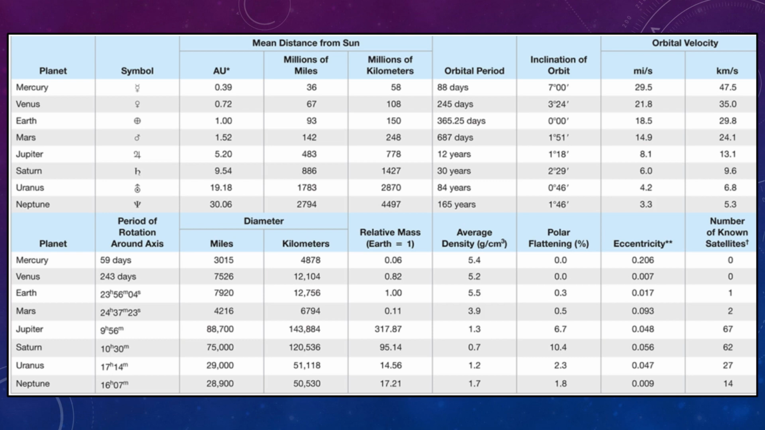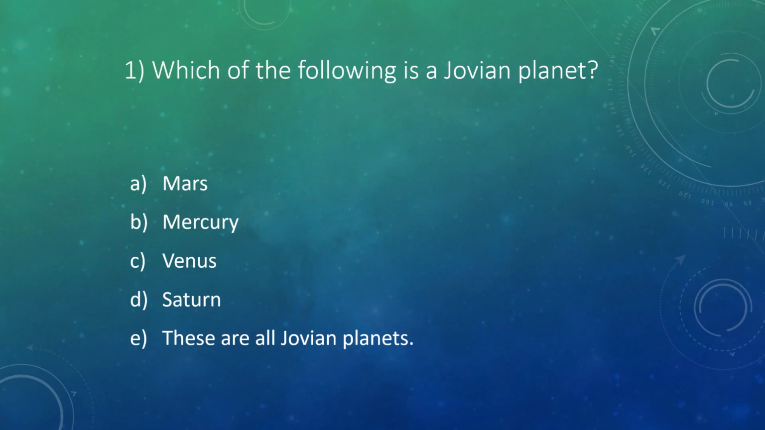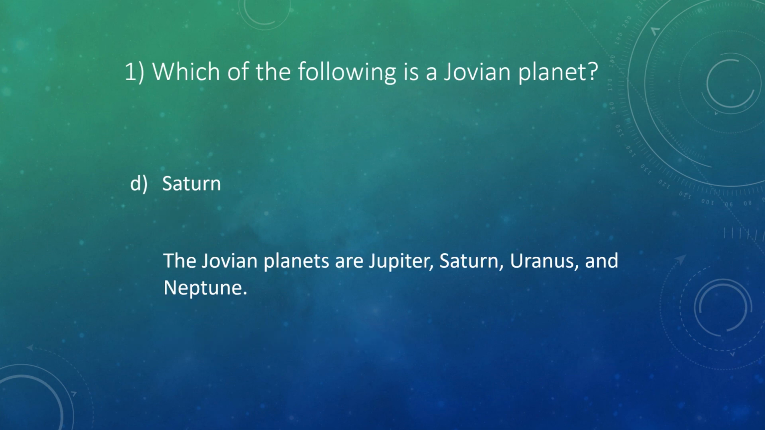So let's conclude this lecture with two short questions. Number 1, which of the following is a Jovian planet? Okay, so remember, Jovian planets are the large gaseous planets of the outer solar system. The only one that fits out of these 4 is Saturn, because the Jovian worlds are Jupiter, Saturn, Uranus, and Neptune.